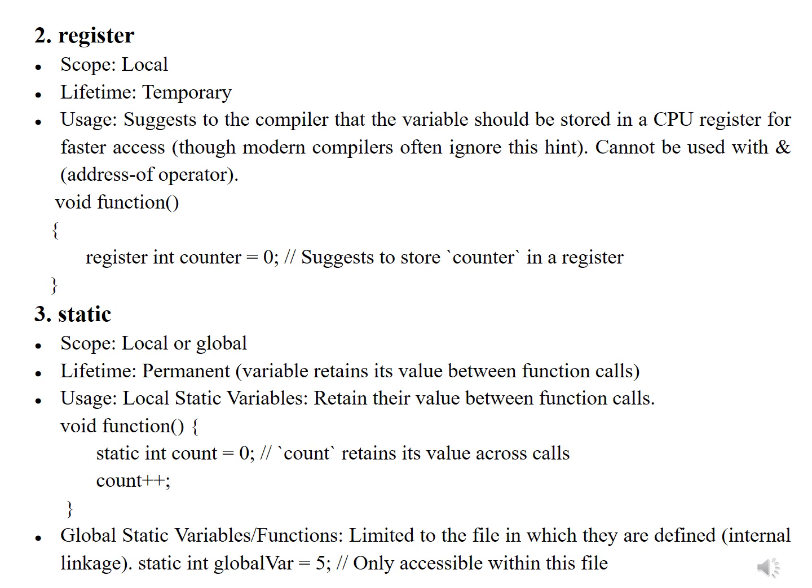Global static variables are limited to the file in which they are defined, which is internal linkage. For example, static int globalVariable = 5. This variable is declared as global, assigned the value 5, and retains its value throughout the program.